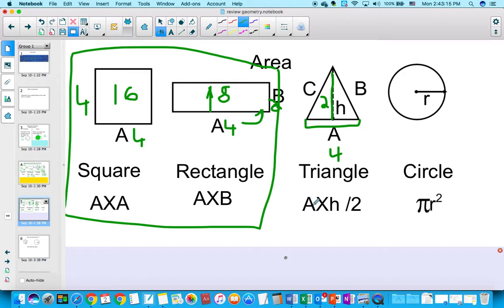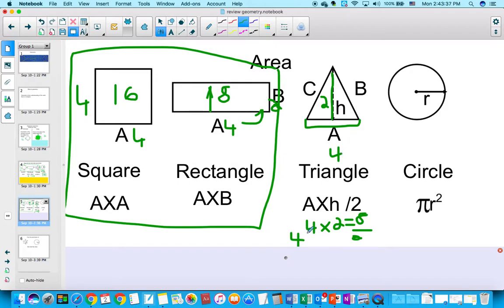Okay, so if our base is 4, times our height, which is 2, that gives us 8. But remember, it's also divided by 2. So then I divide that answer by 2, which gives me an area of 4. So the area of this triangle, if these are the units we're using, is 4.